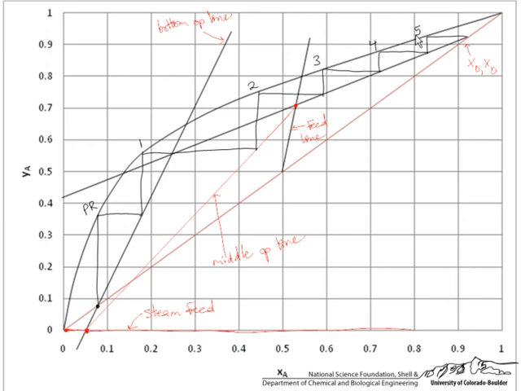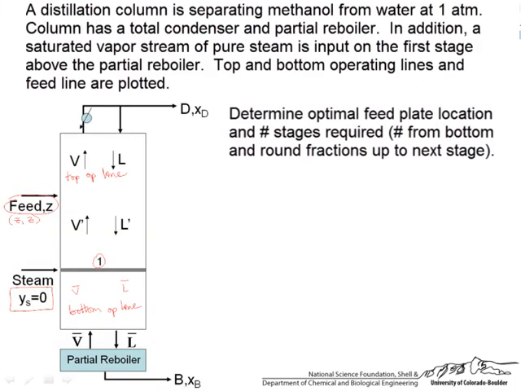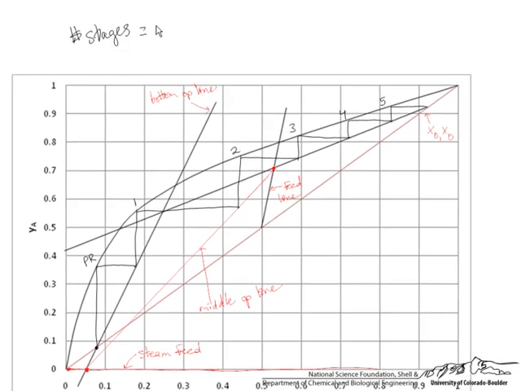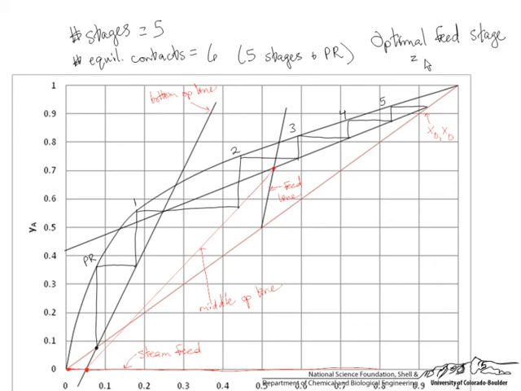So the question asked us, determine the optimal feed plate location and the number of stages required. The number of stages equals 5. The number of equilibrium contacts equals 6. So it's 5 stages and a partial reboiler. And the optimal feed stage is number 2.